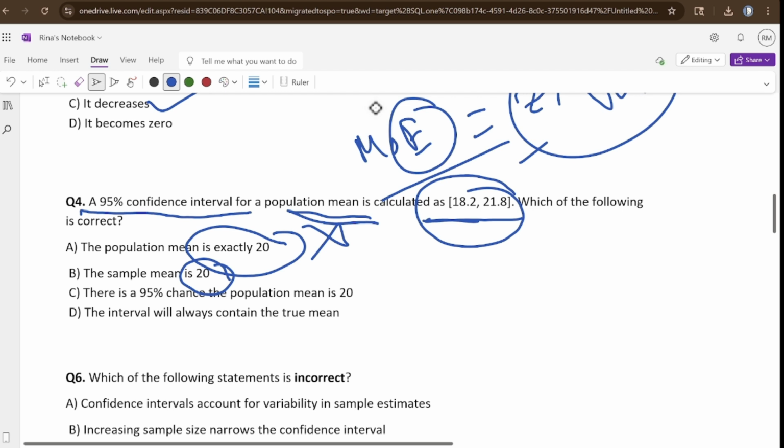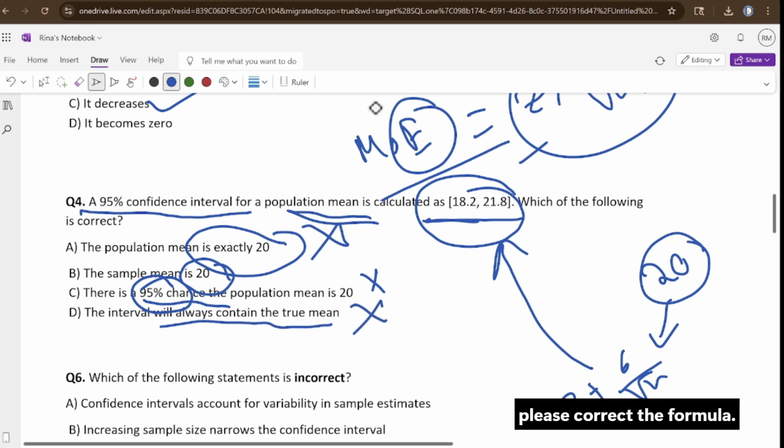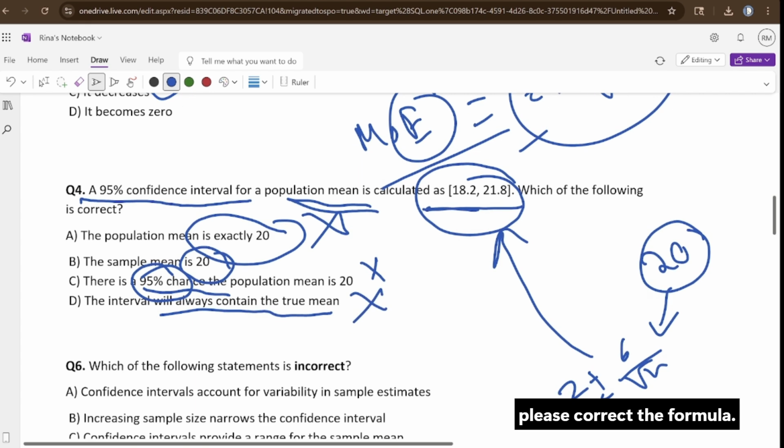That may be a chance that you got your sample mean as 20 and from this you have applied the formula to calculate this confidence interval. Right. There is a 95% chance? Whenever you get this, you can simply remove this. The interval will always contain? That is never true. Okay. So you understand the correct answer is B. The sample mean is 20.